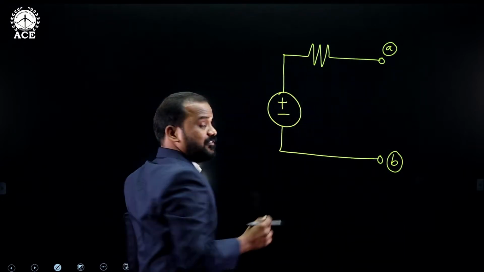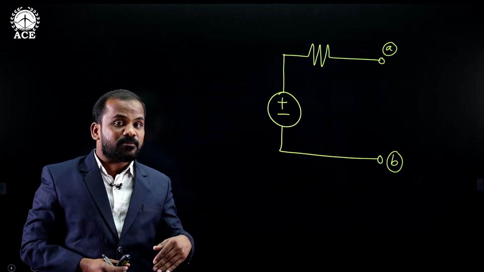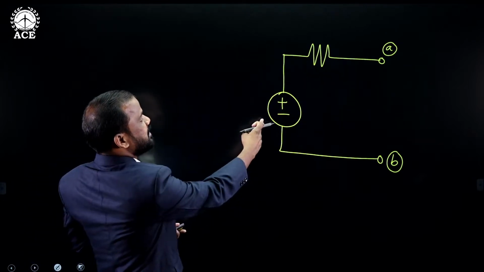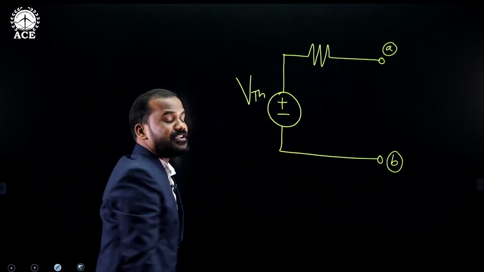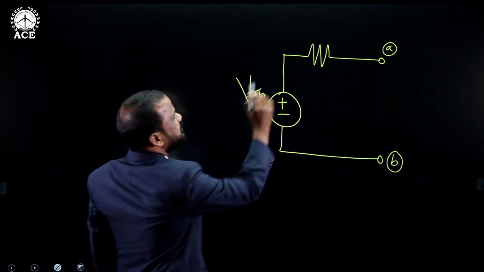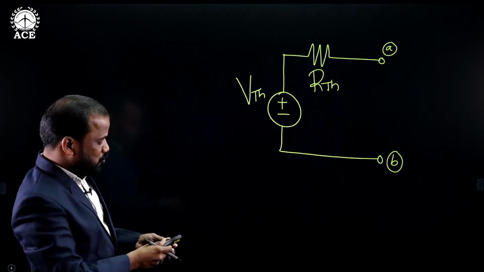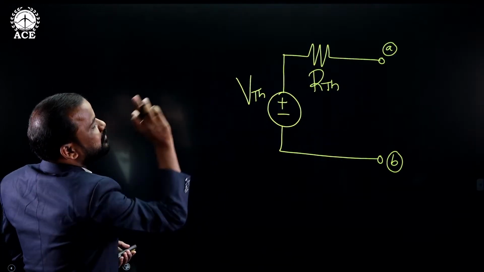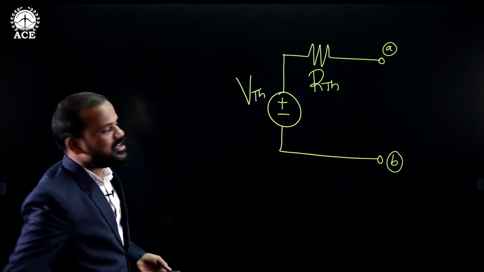We already discussed in the statement that the network can be replaced by a two-terminal equivalent circuit consisting of one voltage source connected in series with a resistance. This voltage source is V suffix TH, meaning Thevenin's voltage, and this resistance is the Thevenin resistance. So we replace the two-terminal linear network by this equivalent circuit.